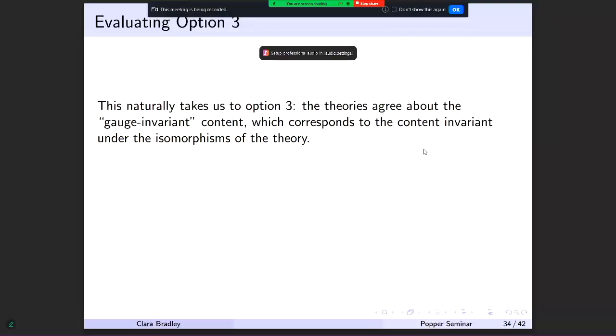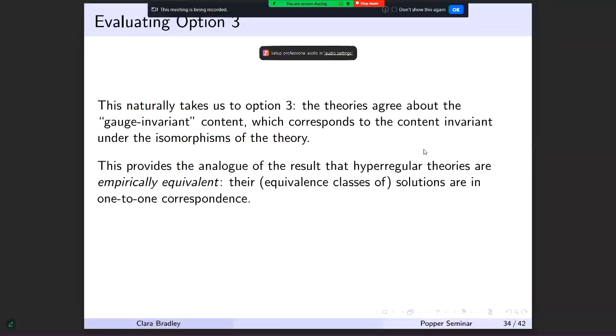And so if we think about those isomorphisms as capturing the physical content of this theory, it seems like this gauge invariant content really is what these theories say is the structure of the world. And so at least it seems like we have an analog of the result in the hyperregular case that these theories are empirically equivalent. Instead of having that their solutions are in one-to-one correspondence, what we have is that their equivalence classes of solutions are in one-to-one correspondence. And so if that equivalence class captures what these theories say, it seems like they agree about the empirical content.